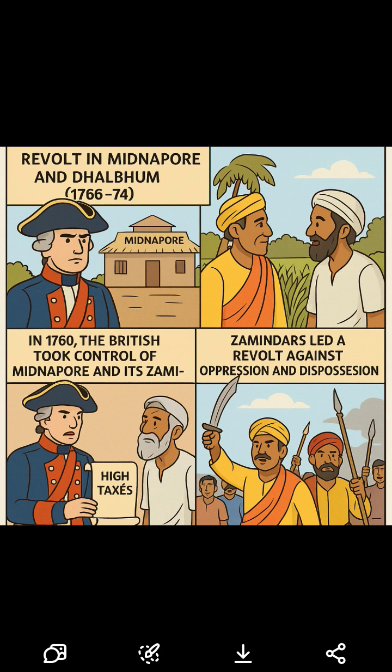Quick summary table. Region: Midnapore, Jungle Mahals, West Bengal. Time: 1766 to 1774, effects till 1800s. Cause: British tax system, famine, oppression. Groups: Zamindars, ryots, tribal leaders. Leaders: Damodar Singh, Jagannath Dal. Action: rebellion, attacks, refusal to pay taxes. Result: suppressed by British, zamindars lost land. Importance: early anti-British resistance, tribal unity.